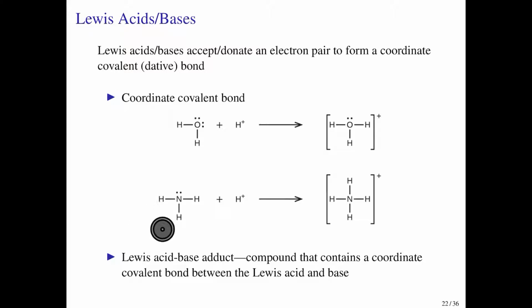Here's another example involving ammonia, which has a lone pair of electrons, and H plus again. In this case, the ammonia is acting as the base. It donates its electron pair to the H plus, which accepts them, so it's the acid, and that forms the ammonium cation. These species that are formed through the coordinate covalent bond are also called the Lewis acid-base adduct. That's just a compound that's formed through a coordinate covalent bond in a Lewis acid-base type fashion.